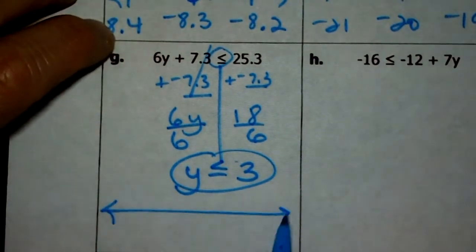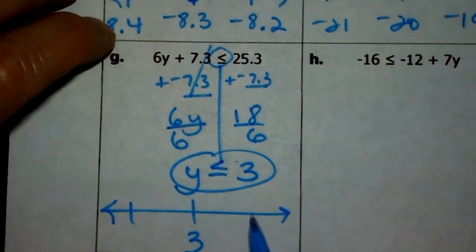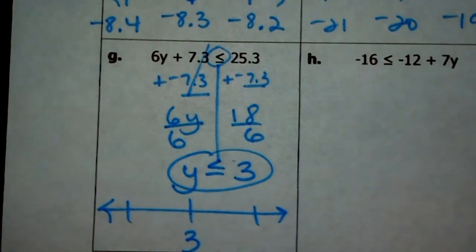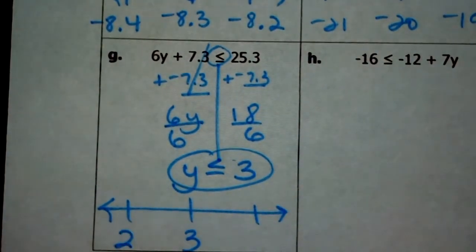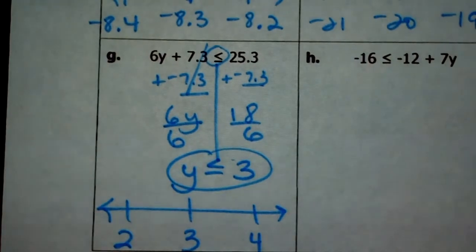I'm going to draw my line. 3 goes in the center. And finally, it's a positive 3, so it's back to normal land. 2 is to the left. 4 is to the right. If y is less than or equal to 3, that means it can be 3, so I'm going to close that circle, and less means shade to the left.